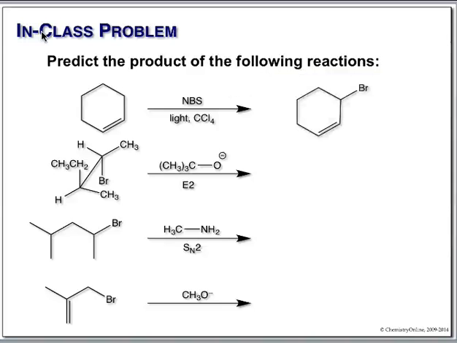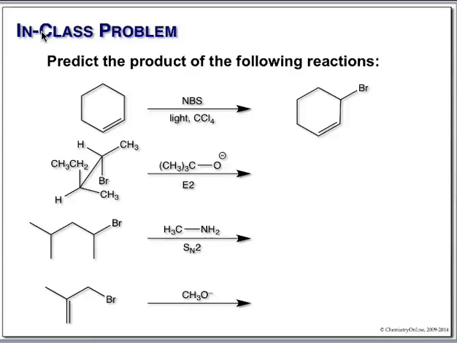Our second one is an E2 elimination. With an E2 elimination, we have to remember we're going to make an alkene. It's going to be a concerted reaction. We're going to lose HBr, and we're going to form the most highly substituted alkene. Finally, the hydrogen and the bromine must be trans to each other.